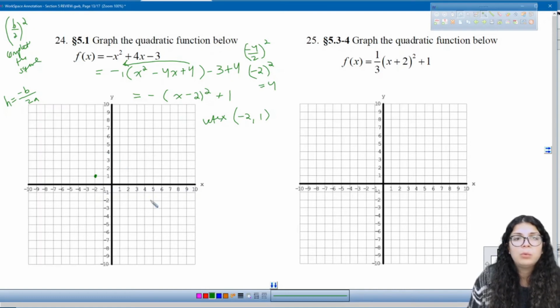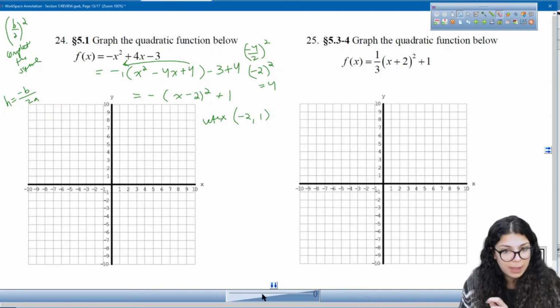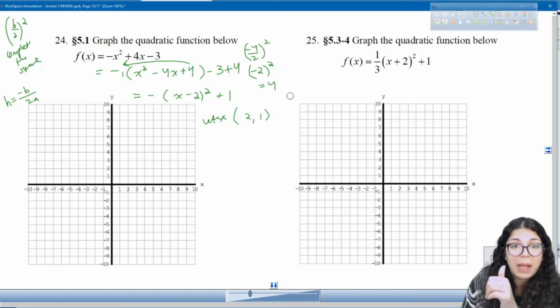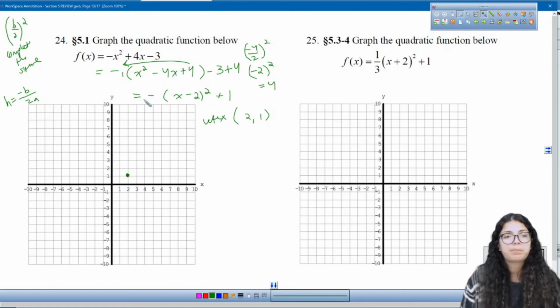Then, I just realized I made a very silly mistake. So be careful with this, guys. Remember the x is always opposite, right? It's x minus h. So h is actually just positive 2, okay? So 2, 1 is my vertex, excuse me.